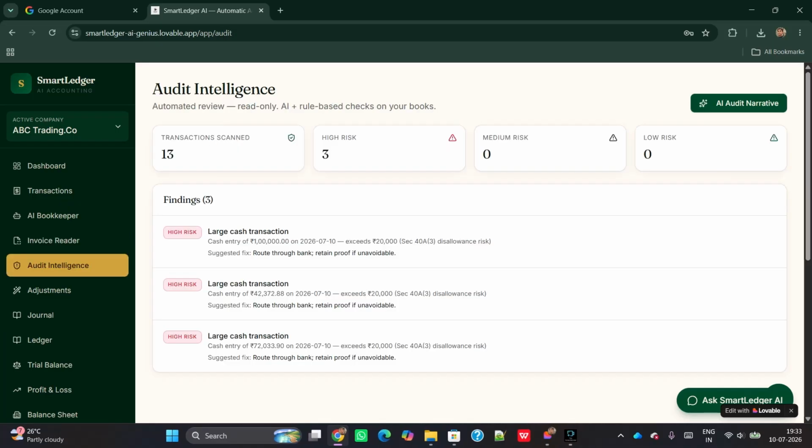Coming to the next feature, that is audit intelligence. Audit intelligence is an automated review of the rules about the books on the basis of which the transactions are to be recorded. On the transactions which have been entered by us, that is 13 transactions we have entered, out of that this feature has given that 3 transactions are of high risk. It also provides the rules which are violated by entering that transaction and also suggests the routes to fix the risk which has been incurred.